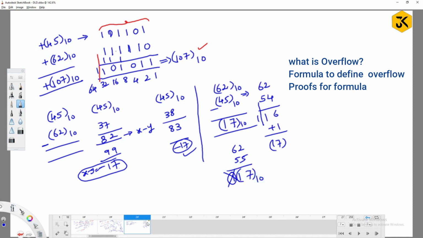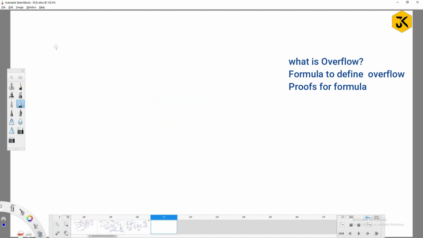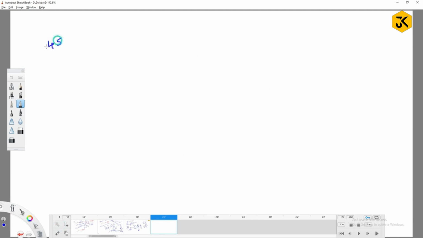The same thing you are observing: 45 base 10 plus 62 base 10. What is the result you are getting? Plus 107 base 10. So you can not only do it with the help of the respective number system, you can also finally convert it into the binary number system. Finally, your system understands the machine-understandable format, that is the binary number system. We can do that also.